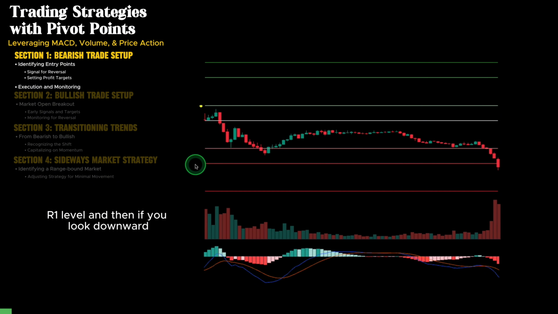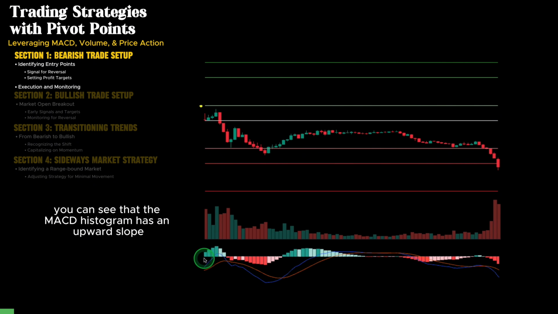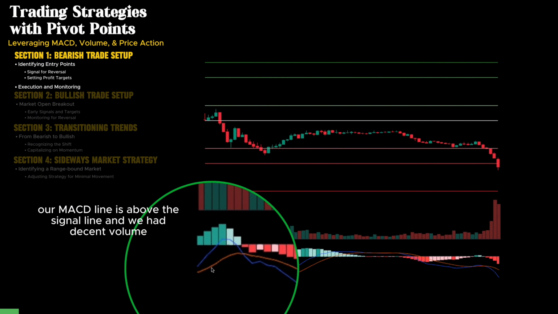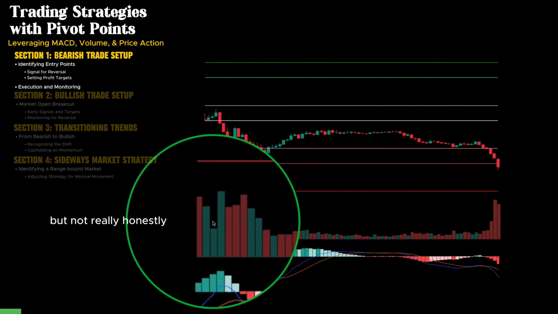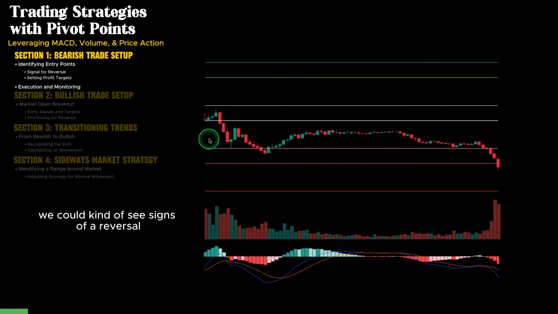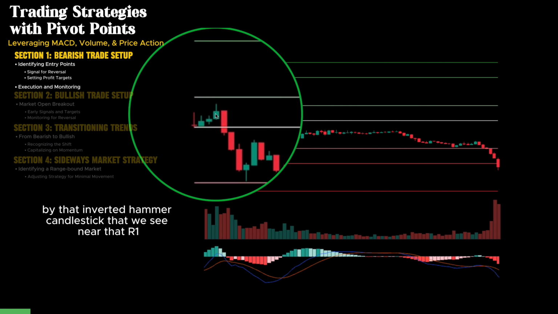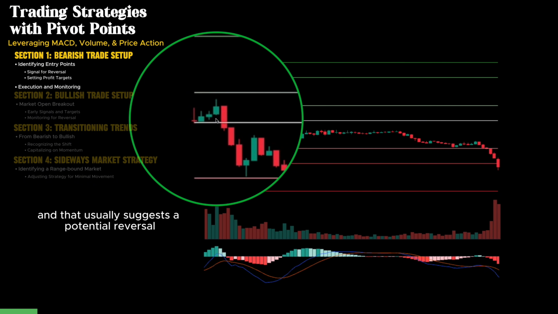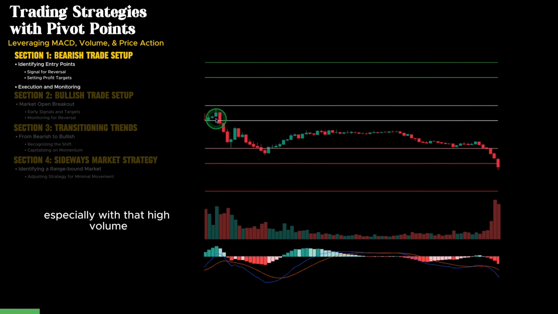And then if you look downward, you can see that the MACD histogram has an upward slope. Our MACD line is above the signal line, and we had decent volume, but not really, honestly. It looked a little inconsistent. So that showed bullish momentum. We could see signs of a reversal by that inverted hammer candlestick near that R1, and that usually suggests a potential reversal, especially with that high volume.